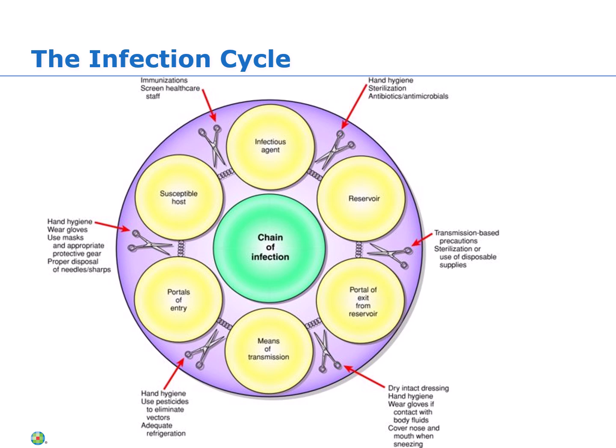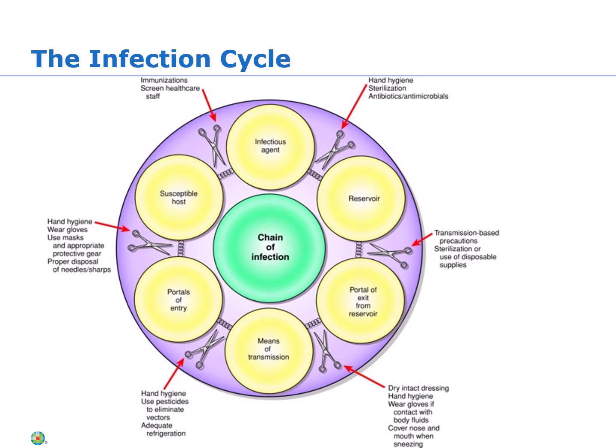I love this image because along each link in this chain, it shows how different types of nursing actions can impact and break that infection cycle. So if there is an infectious agent, we can use different things like hand hygiene, sterilizing equipment, giving antibiotics to eliminate that infectious agent and keep it from just turning into an endless reservoir of infection that can spread to others.